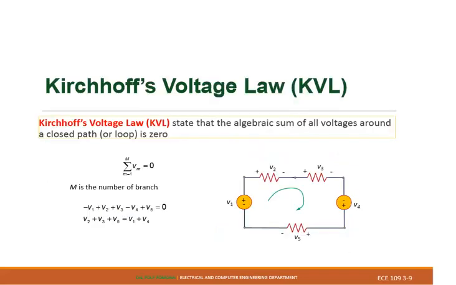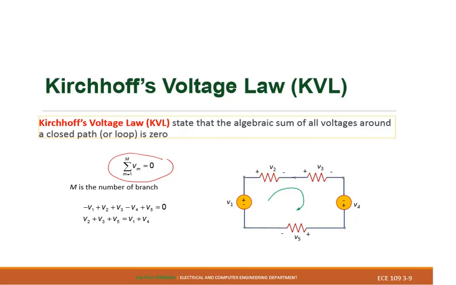How about Kirchhoff's voltage law? We call it KVL. Similar to KCL, KVL states that the algebraic sum of the voltages around a closed loop will be equal to 0. So in this case, the sum of the voltages around the closed loop will be equal to 0. So if it's a serial loop case, we can apply KVL.